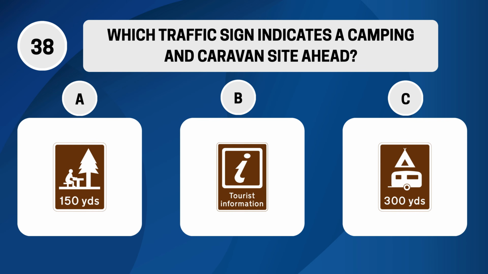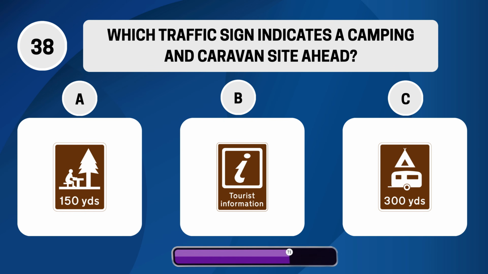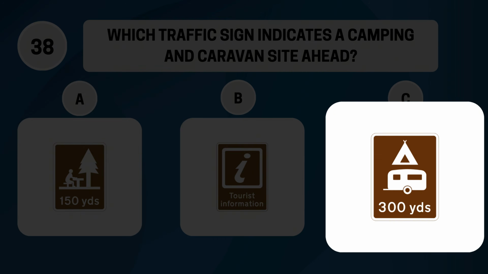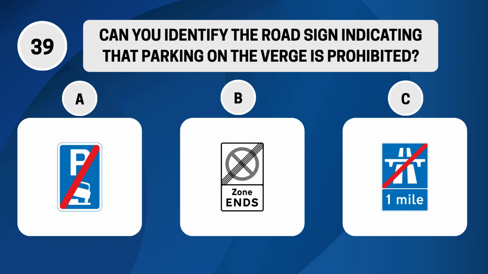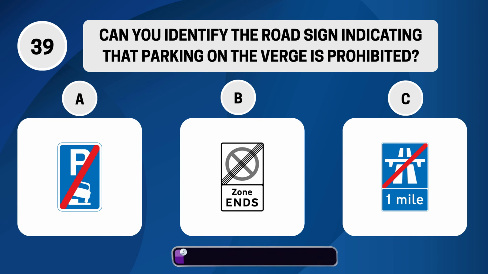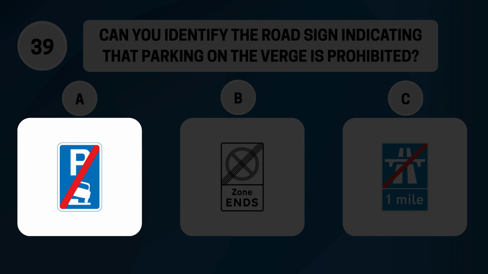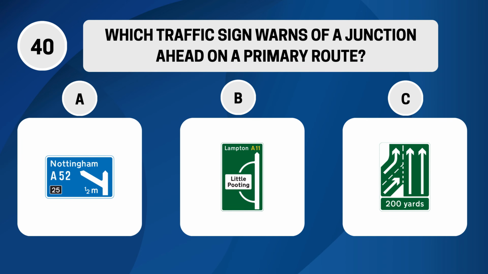Which traffic sign indicates a camping and caravan site ahead? Can you identify the road sign indicating that parking on the verge is prohibited? Which traffic sign warns of a junction ahead on a primary route?